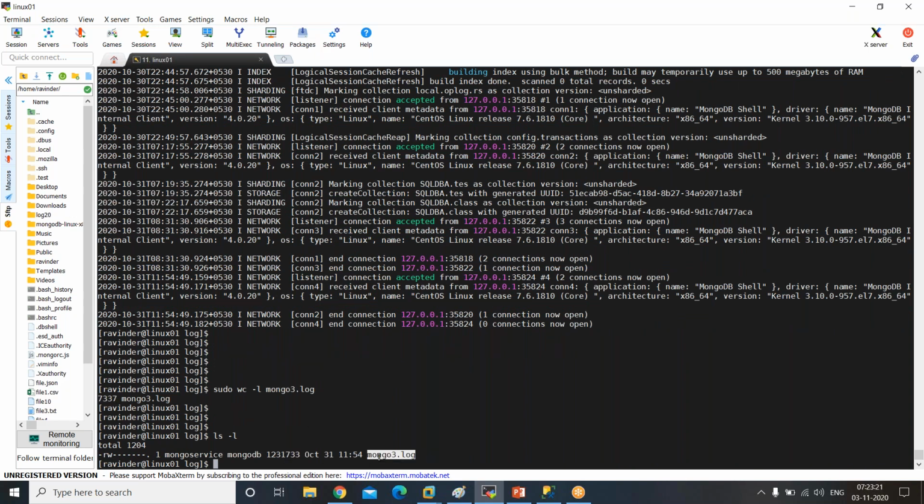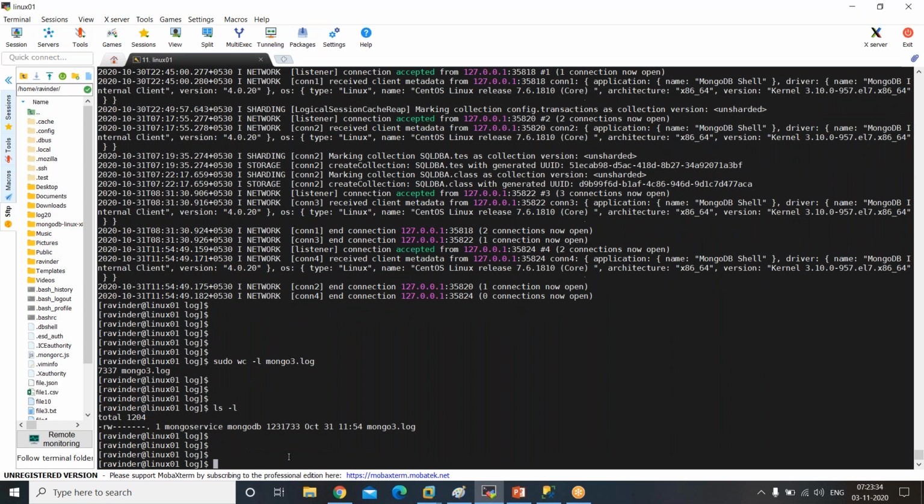This Mongo log file is owned by the Mongo service and mongodb group, and who is reading? Ravinder. Ravinder is not part of this user and group, so you cannot read this file. If I want to read it, irrespective of the person owning it, I need the admin rights. Admin can read any file anyway. That is why I'm calling sudo permissions to read the file.